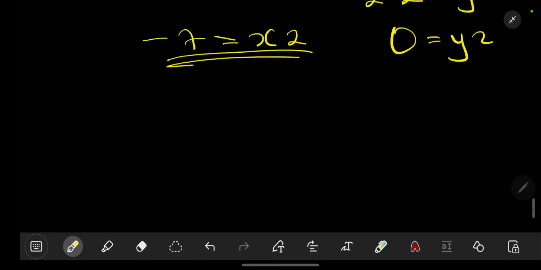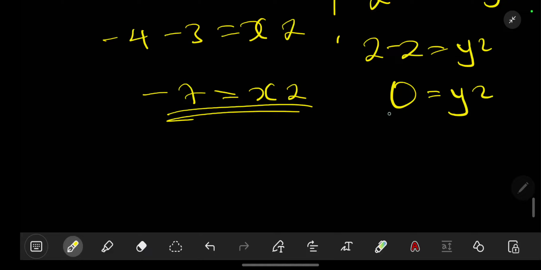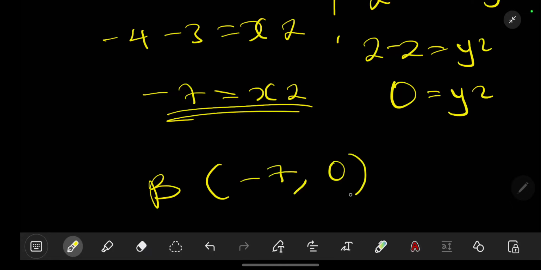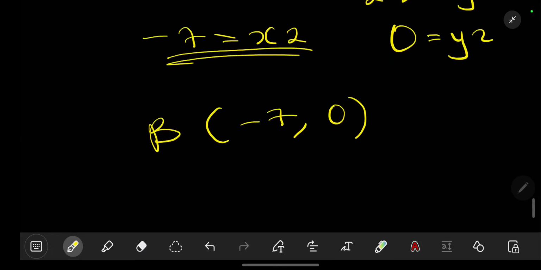So we can say that we have our x2 and y2. That means B has coordinates at -7, which is your x coordinate, comma 0. So that is how we find the answer under the midpoint.